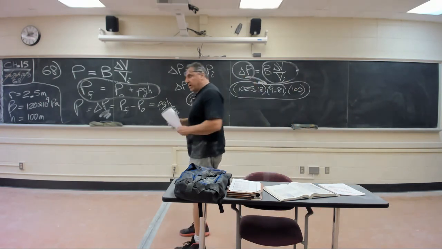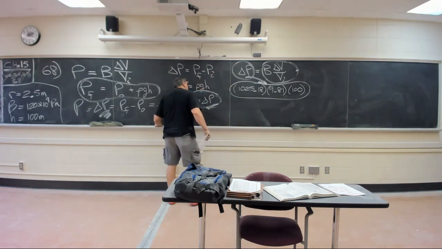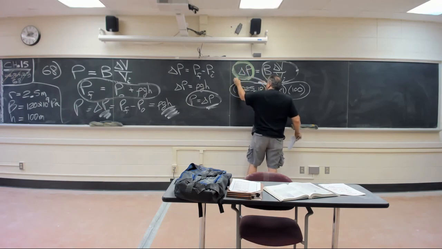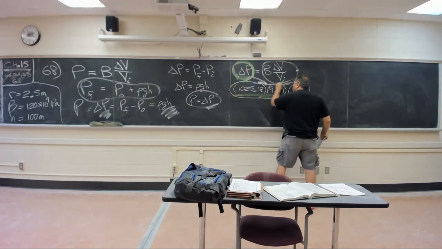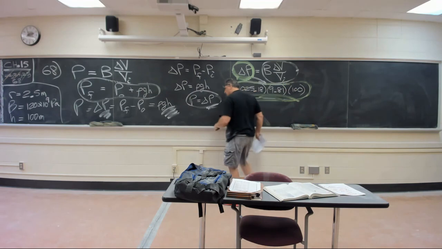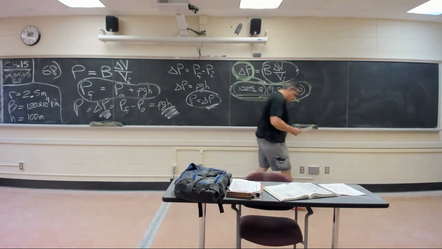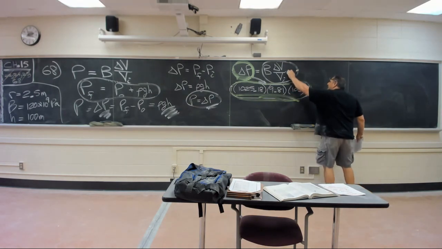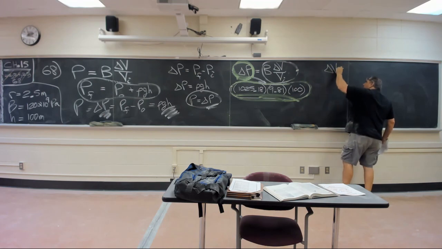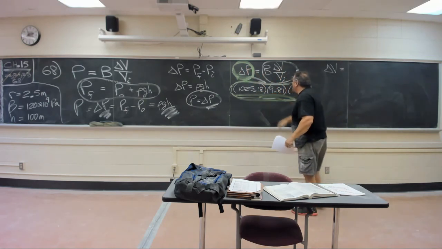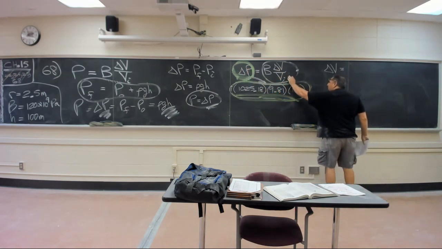All right, so we have the delta P, which is this guy right here. We'll put that right there. Let's come back here and solve for delta V. Delta V is Vi delta P divided by B. Multiply both sides by Vi and divide both sides by B.